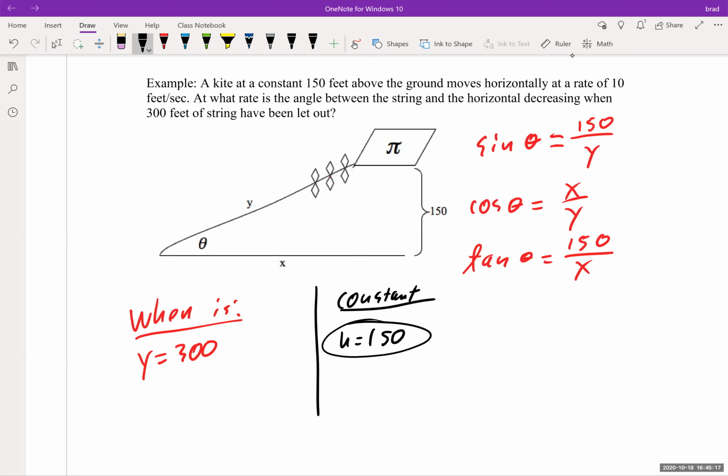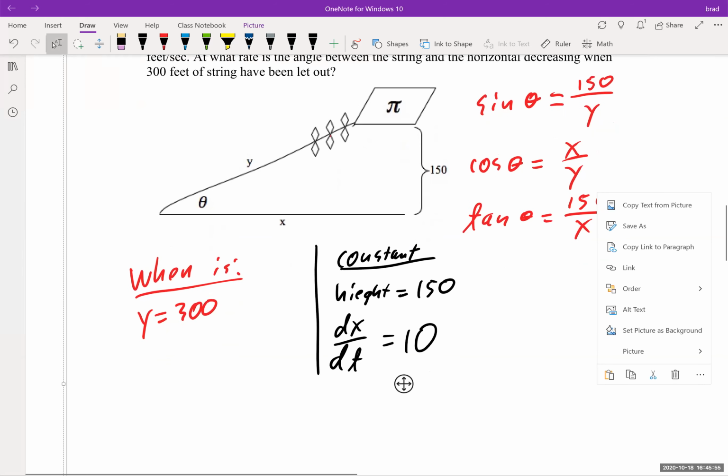Now we don't have an h in this problem. We should say the height. Height equals 150, and this is not going to change, right? It's saying that it's at a constant height. It moves horizontally at a rate of 10 feet per second. So horizontally would be like this, and we're going to say that's our dx/dt, which they said was 10 feet per second. Okay, so we're good on that. We have all this information.